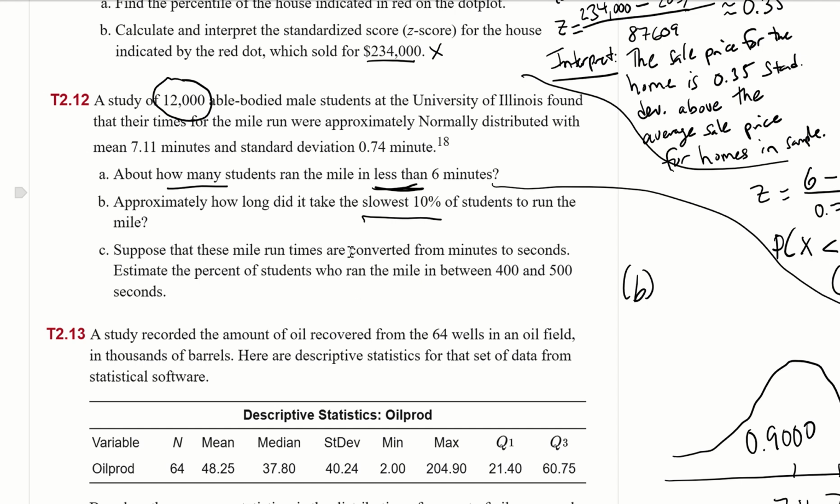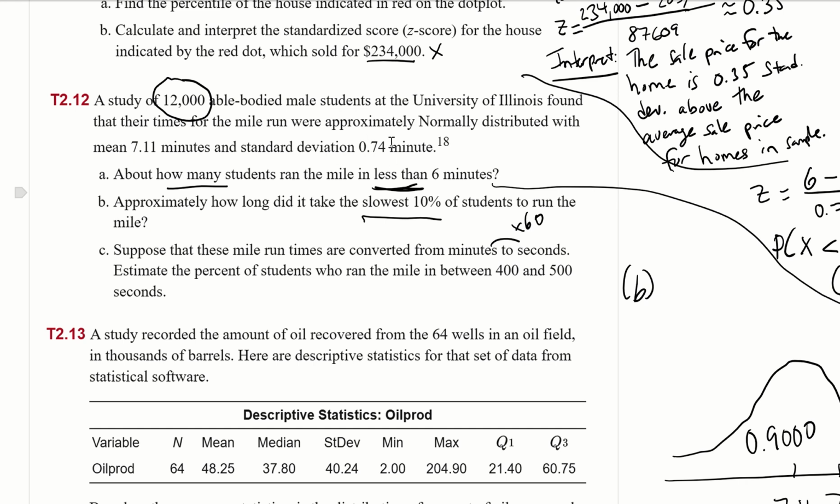Okay, so these mile times are converted from minutes to seconds, and then you're doing the miles in between 400 to 500 seconds. All right, so this is actually a transformation question, right? Tied in with a normal distribution question. So this is a good one. So remember, to convert from minutes to seconds, I got to multiply by 60, right? So that means that if I'm doing a transformation, I'm taking each of the times and I'm multiplying it by 60. So what is that going to do to the average? Well, that's going to multiply the average by 60 as well.